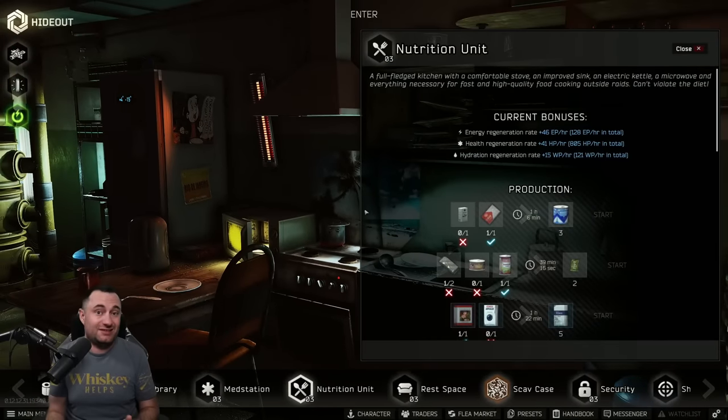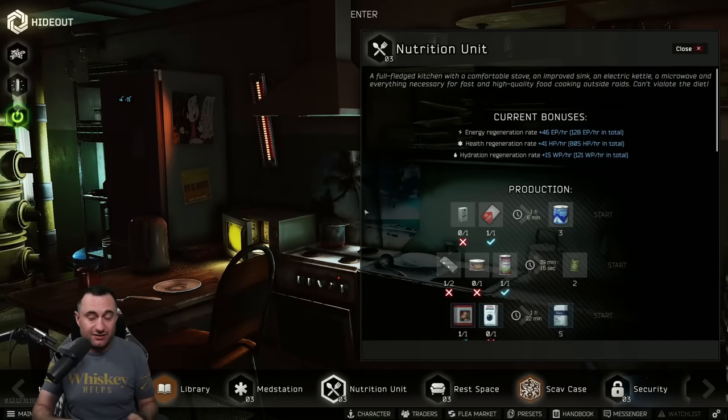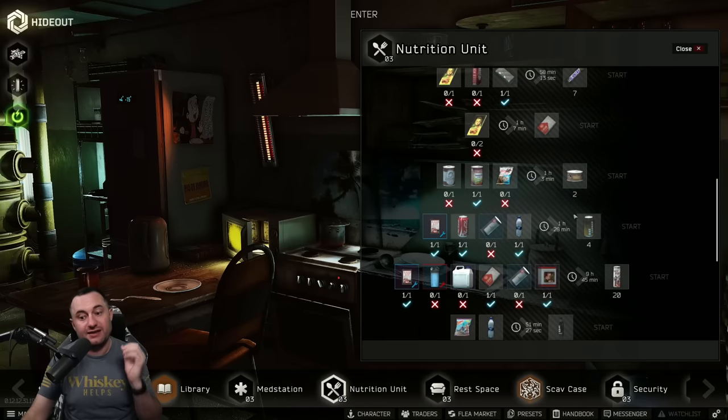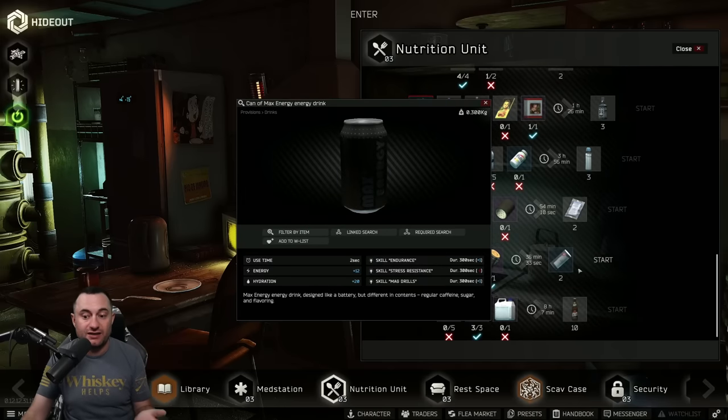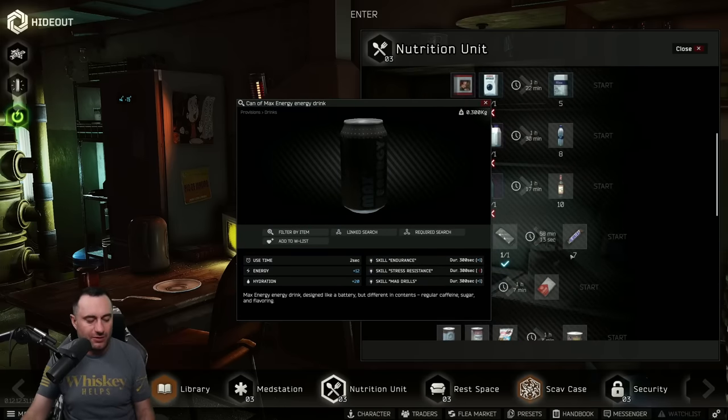If you don't have Intel 3, you might as well not even bother crafting here unless you're looking for tasks or you get like a non-found in raid sugar or some other non-found in raid item. But if you have Intel 3, there are a couple of things you can get away with here, and it is primarily the max energy and vodka. And vodka requires a little bit of work, but I'll show you what it takes.